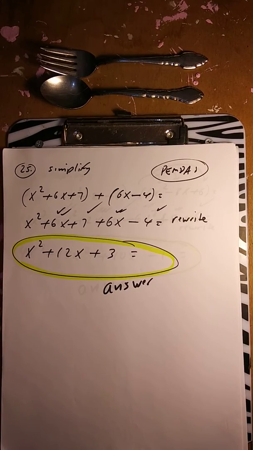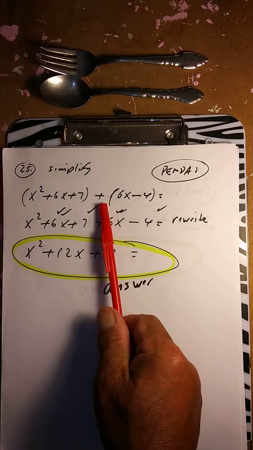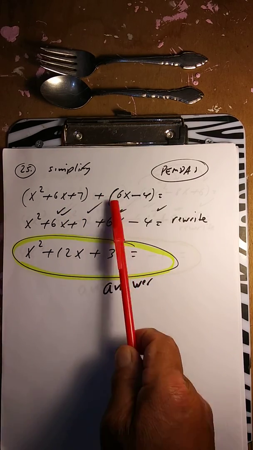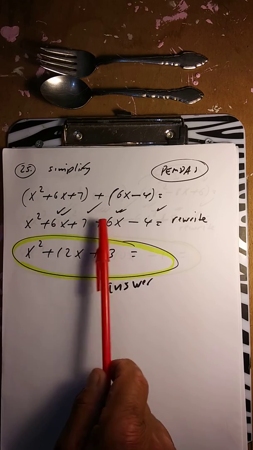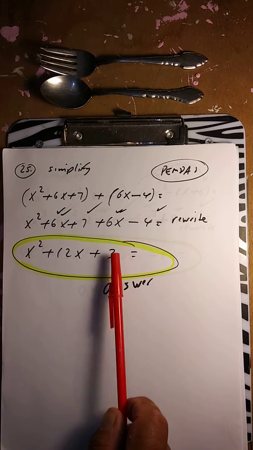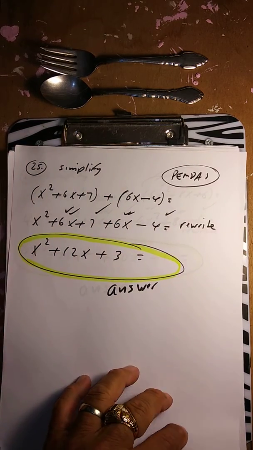Simplify this. Take the parentheses out. It's a plus. Just copy everything the way it is without the parentheses. Now, PEMDAS, yes. So we have x squared, 6x is 12x, and that one is a 3.